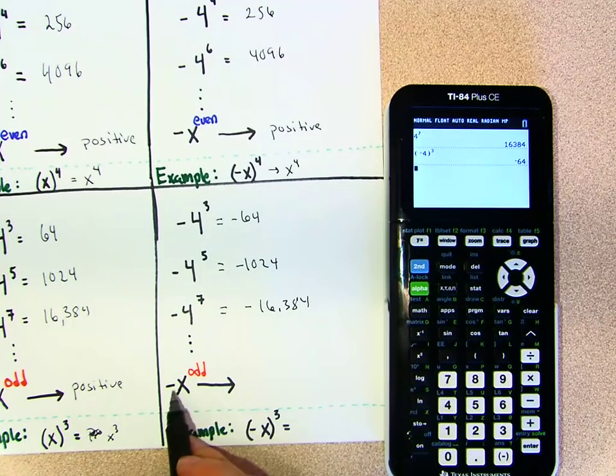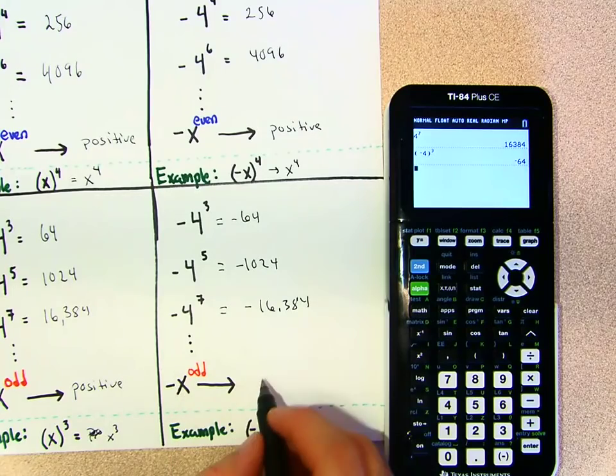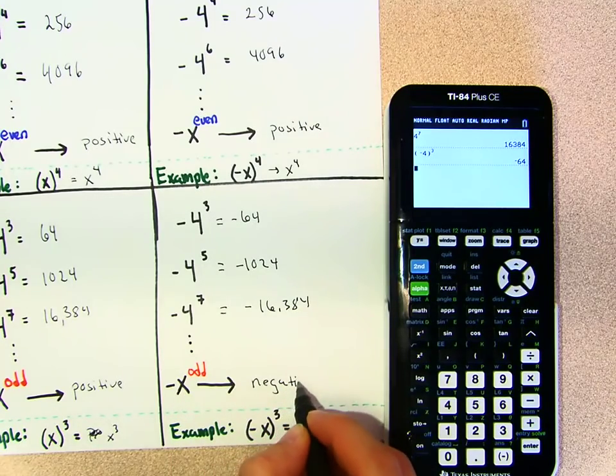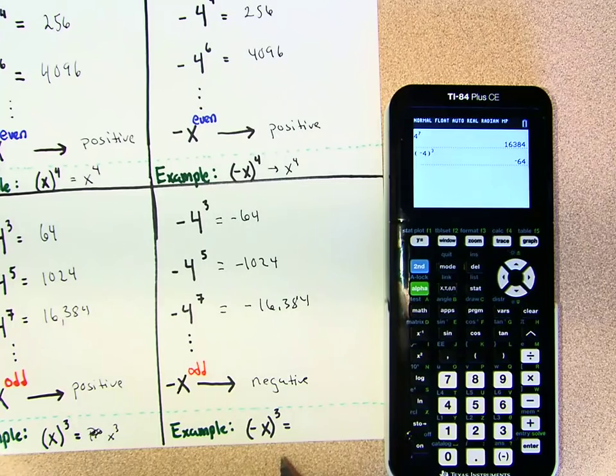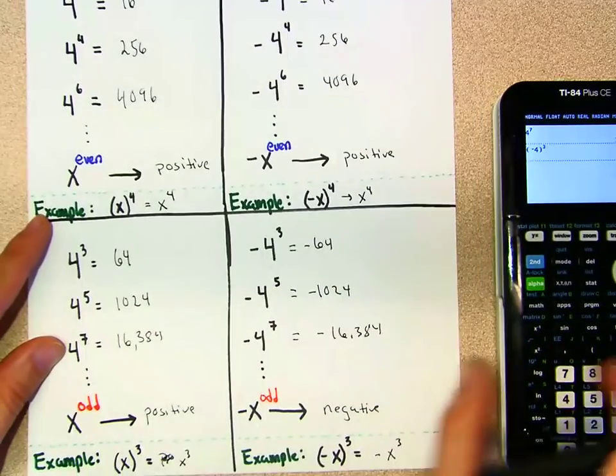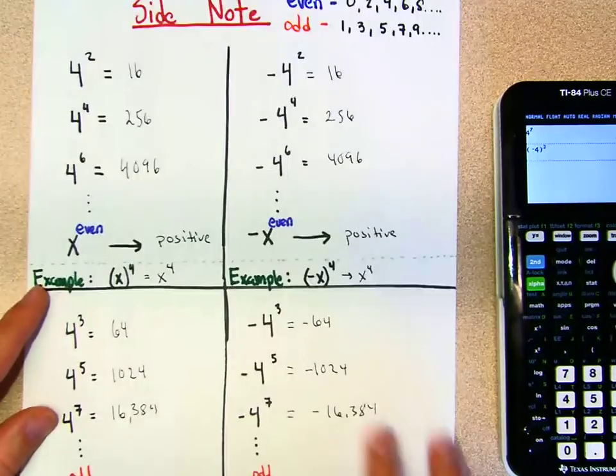Okay? So if I have some negative number to an odd power, it becomes negative. So what is negative x to the 3? This has to be negative x cubed. Okay? This is a very nice thing to have in your notes, just as a side note.